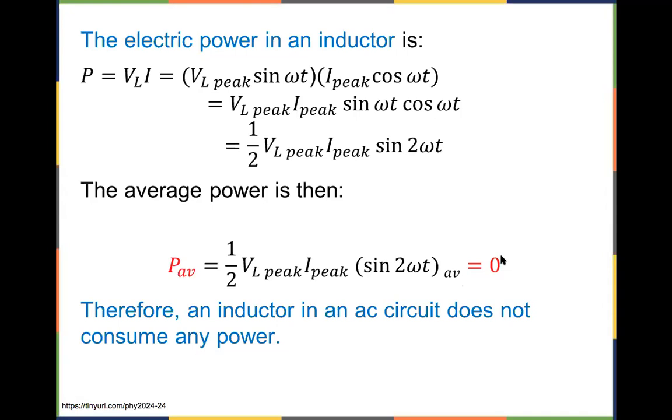So it's a sine function, but you squared it, so it's positive. But in this case, because it's just a sine function, the average will go to 0, okay? So this tells you that for an inductor in an AC circuit, the power it consumes is going to be 0. That tells you an inductor in an AC circuit doesn't consume any power. Actually, it stores energy, okay?